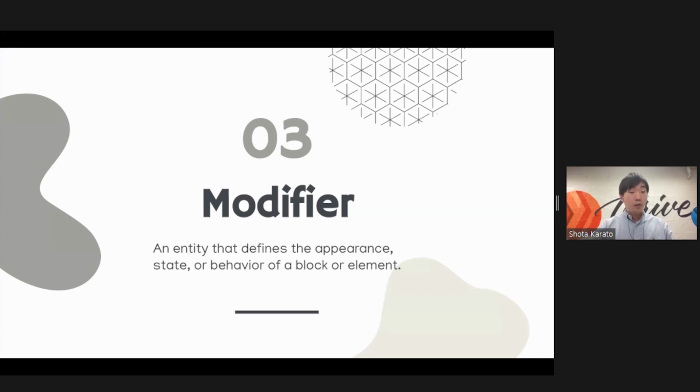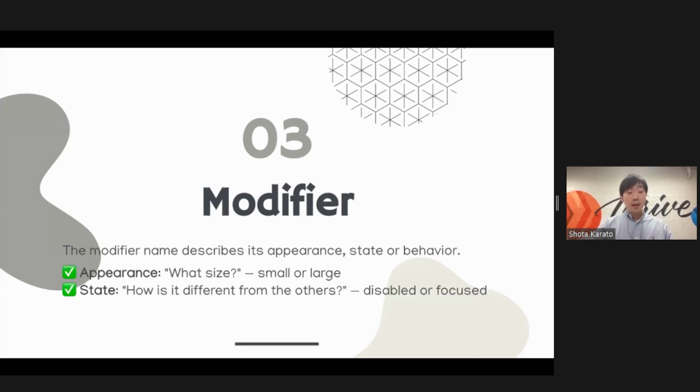And lastly, we have modifier. Modifier is an entity that defines the appearance, state, or behavior of a block or element. The modifier name describes its appearance, state, or behavior. So by appearance, that means is it big or is it small, or what color that is. Anything related to the component's appearance can be represented by the modifier.